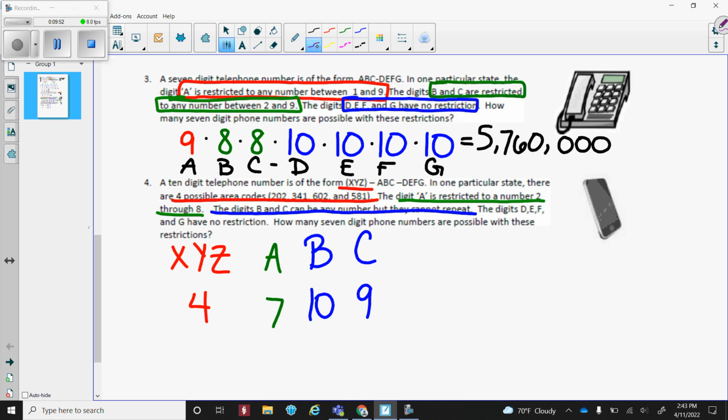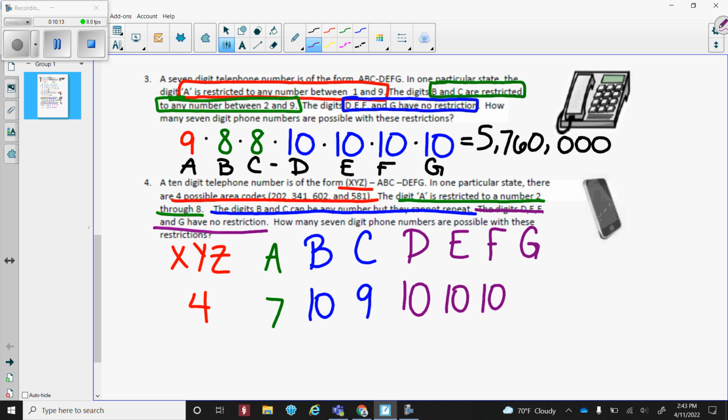And D, E, F, G have no restrictions, which is what we see right here. Because they have no restrictions, that's when we pull out that 10. So D is 10. E is 10. F is 10. G is 10. And based on the counting principle, we take all of these numbers and we're going to multiply them together.